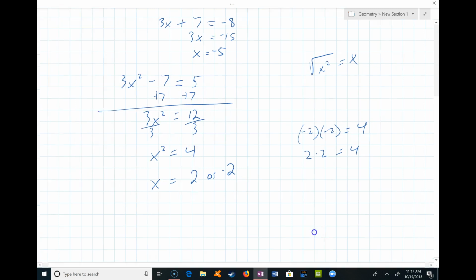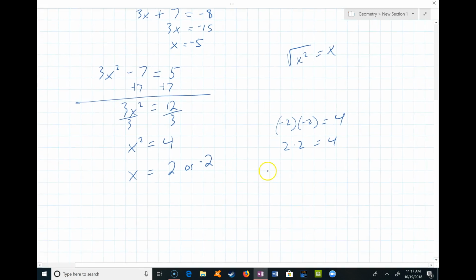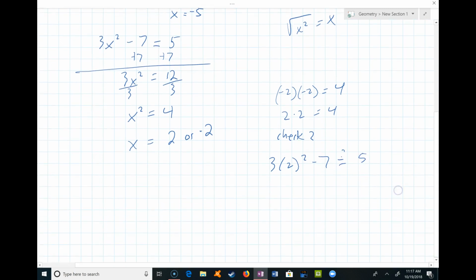And again, if you just want to check, you can throw those in. So let's check 2. That'd be 3 times 2 squared minus 7 is supposed to be equal to 5, right? And so that would be 3 times 4 minus 7 is supposed to be equal to 5. 3 times 4 is 12. And sure enough, 12 minus 7 is equal to 5, isn't it?